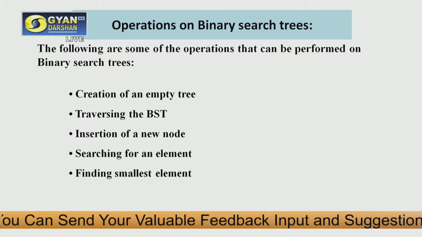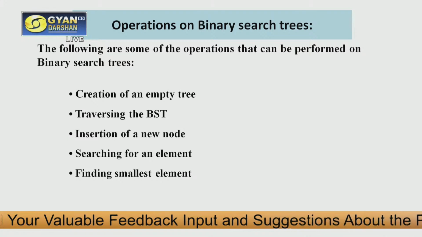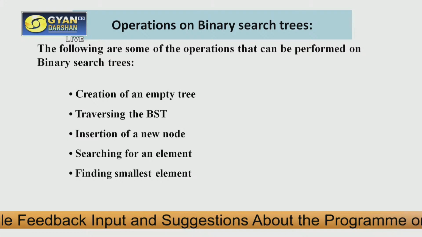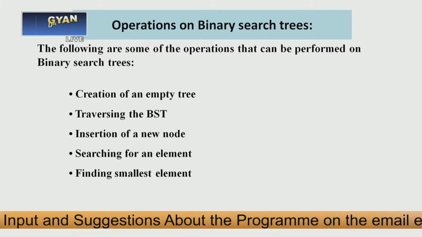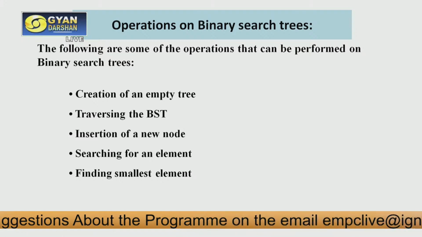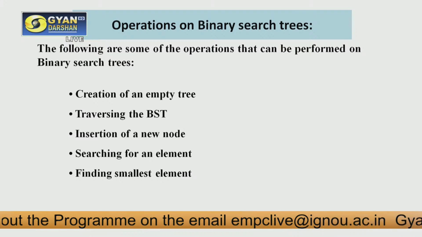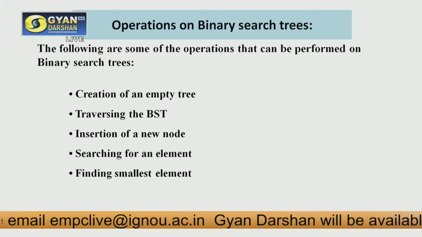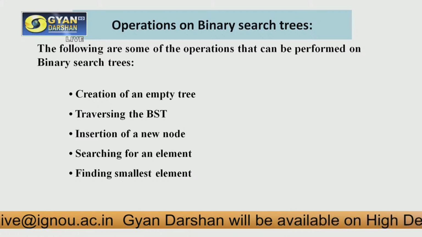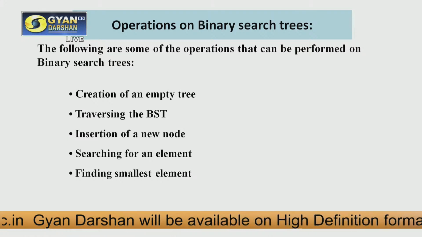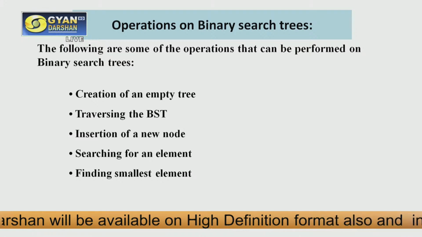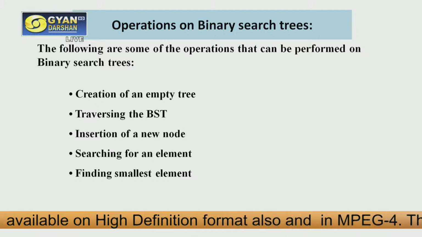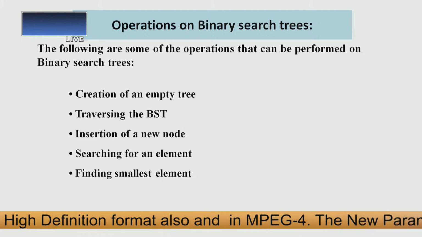Obviously, because it is a BST, we know where the smallest element will be. If a left subtree exists, then the smallest element will be in the left subtree. So from the root we will go to the left child, then further to the left of the left child if it exists, and so on. So we will get the smallest element.